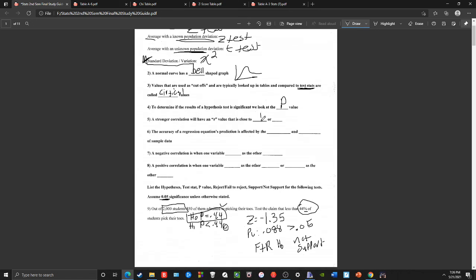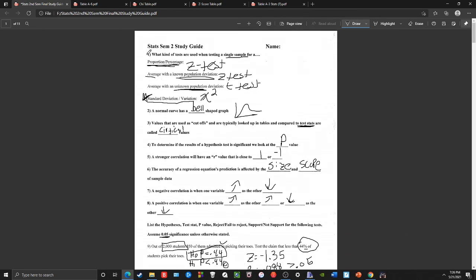Stronger correlations are closer to 1 or -1. The accuracy of a regression equation is affected by the size and scope of the data. So the more data you have, aka the size, the better. And the farther that your data reaches, so the more spread out your data is, bigger scope is better. A negative correlation is when one variable goes up as the other goes down, or vice versa. As one goes down, the other goes up. A positive correlation is when one variable goes up as the other goes up, or goes down as the other goes down. So again, positive correlation means they both agree in the direction. Negative correlation means they both disagree in the direction.